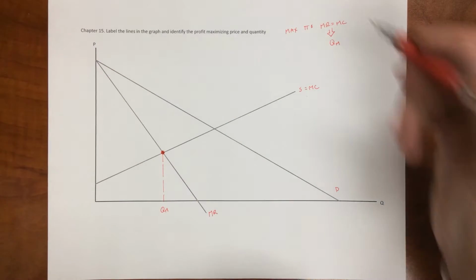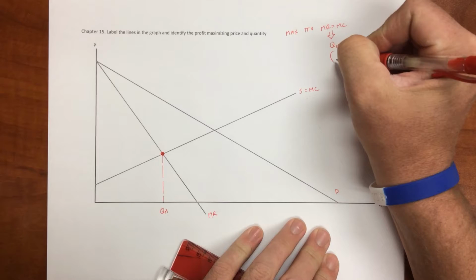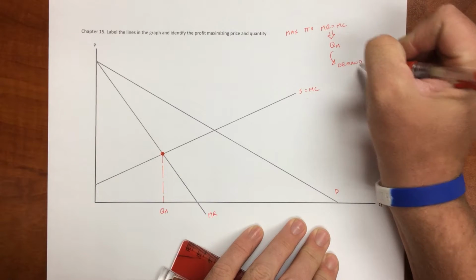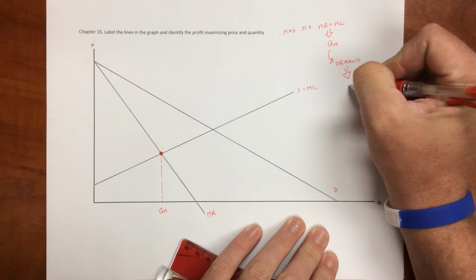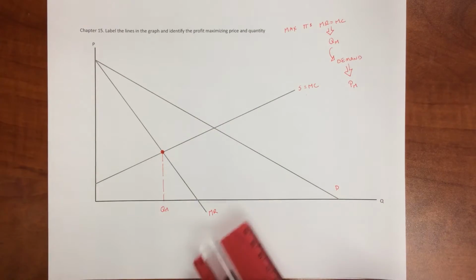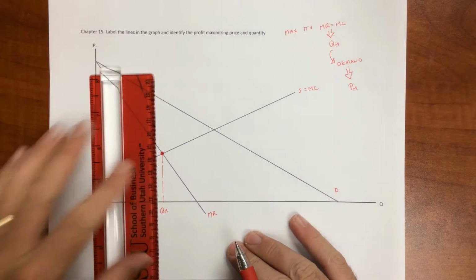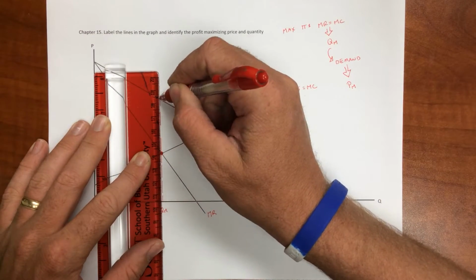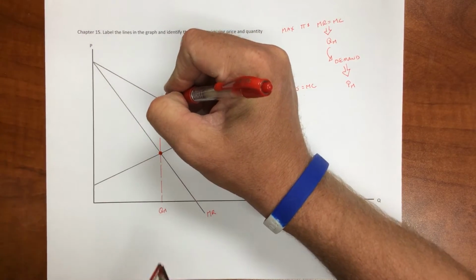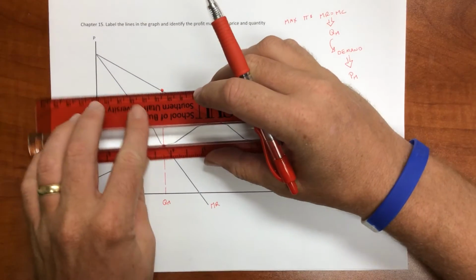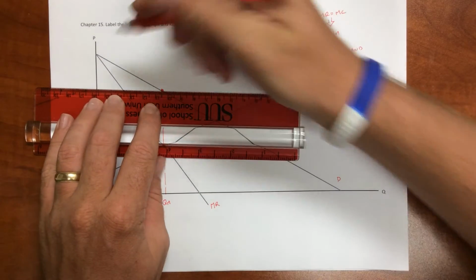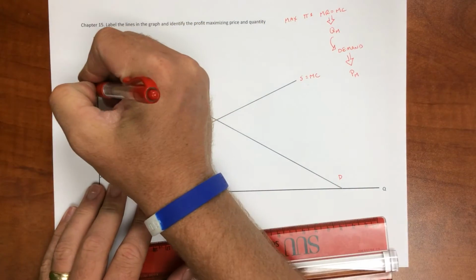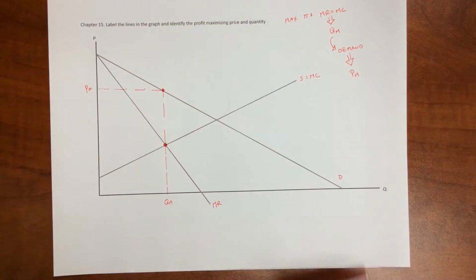Now once we get that, we put this back into our demand equation, and that's what's going to give us the price for the monopolist. Okay, so I take this quantity, I bring it up to the demand equation, and this is now the price to the monopolist.